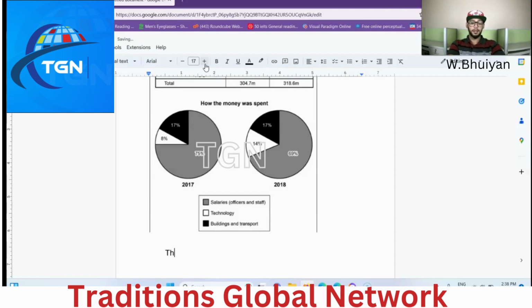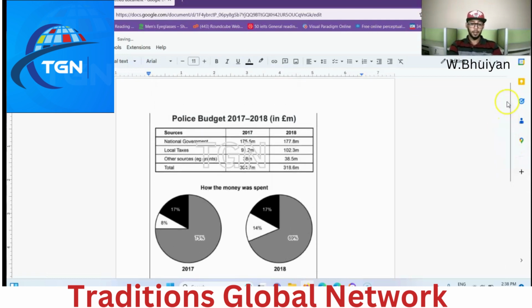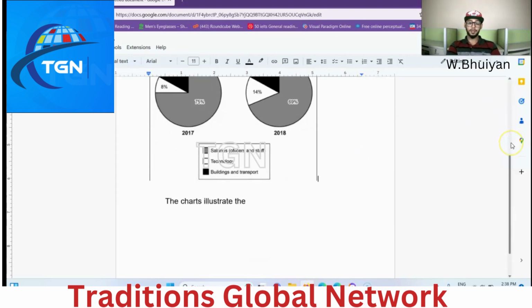So the charts illustrate... and let's just go up. I can go up and just simply look, right? Police budget in 2017, and this is in British pounds, so I can assume this is in England. So the police budget in England, or in a certain part of Britain, let's say, and how the money was spent. So I'm just going to put this in my own words.